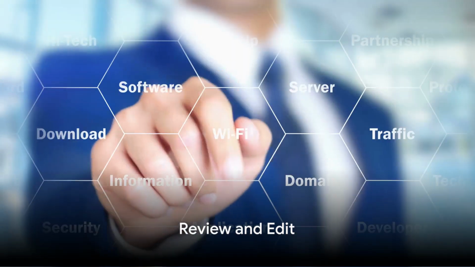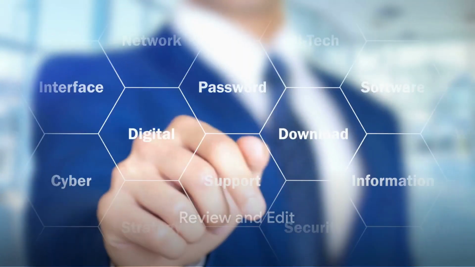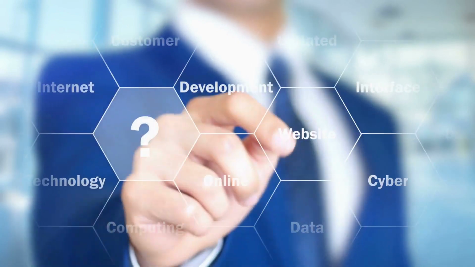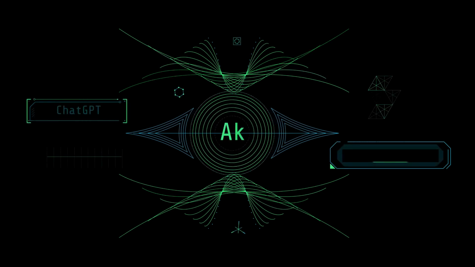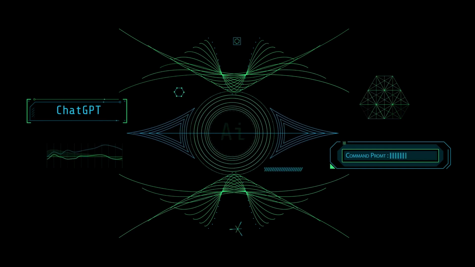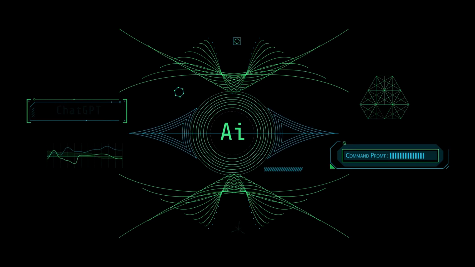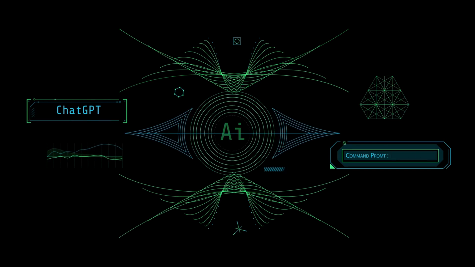Step 4. Review and edit. Watch your video multiple times. Make sure everything flows well and the story makes sense. If something feels off, don't hesitate to go back and make changes. The beauty of AI and animation is that it allows for continuous tweaks until you achieve perfection.